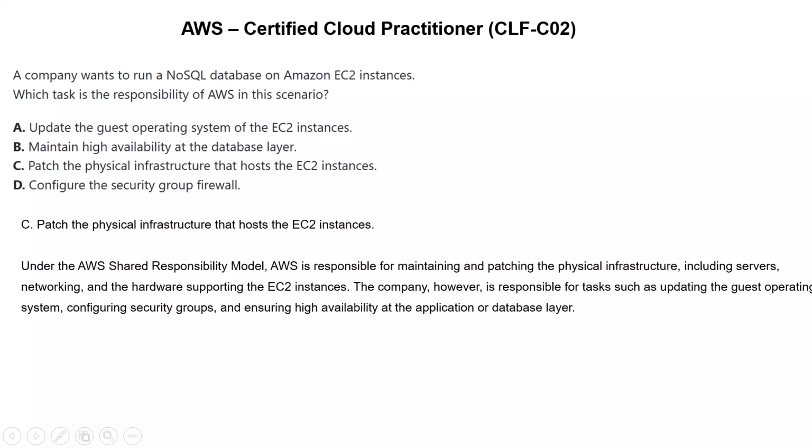Under the AWS shared responsibility model, AWS is responsible for maintaining and patching the physical infrastructure, including servers, networking, and the hardware supporting the EC2 instances. The company, however, is responsible for tasks such as updating the guest operating system, configuring security groups, and ensuring high availability at the application or database layer.